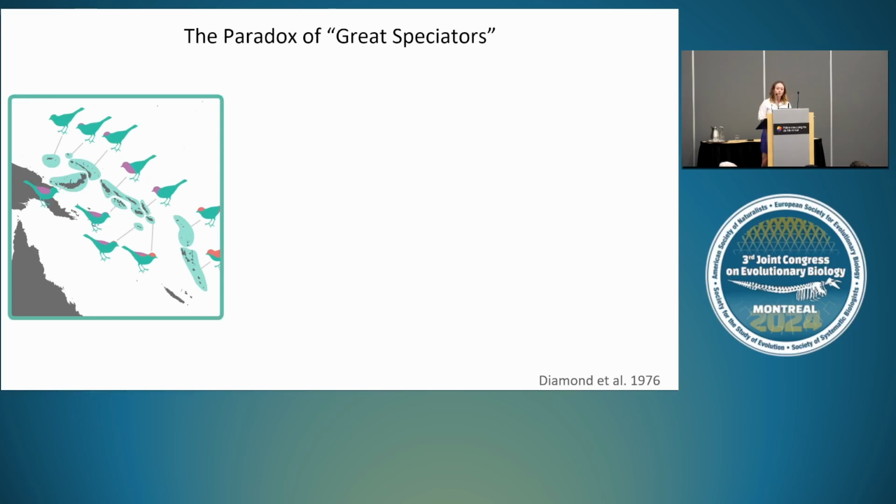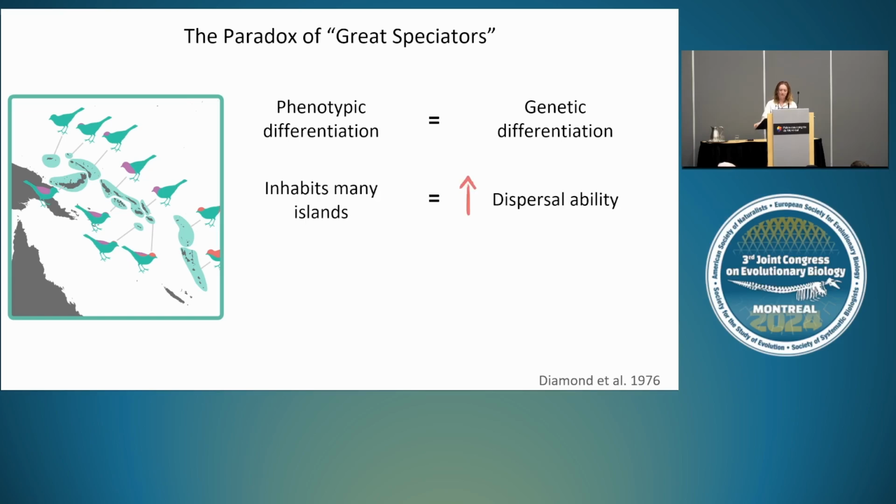When Diamond and Mayr coined this paradox originally, we didn't have a way to measure genetic distinctiveness of these great speciators, and therefore phenotypic differentiation was used as a general metric for genetic differentiation. And so the paradox is that because they occur across many island systems, obviously these lineages have a high dispersal ability, but since different islands have different differentiated forms, they were likely genetically isolated. And this would imply that they are poorly dispersing, and thus the paradox.